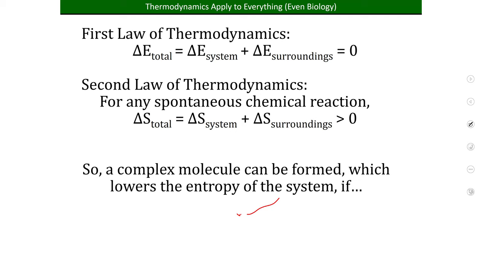Because Earth is not a closed system. There is something that's powering Earth, right? What is happening spontaneously that's powering everything on Earth? The sun. So the Earth is not a closed system. And the sun is increasing the entropy of the universe by far more than we are decreasing entropy locally.